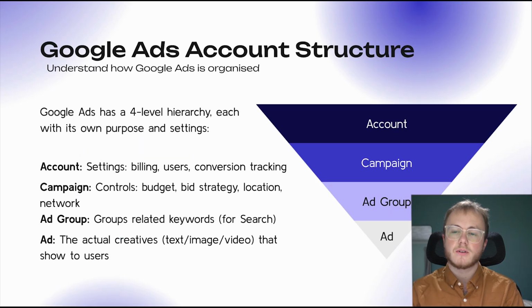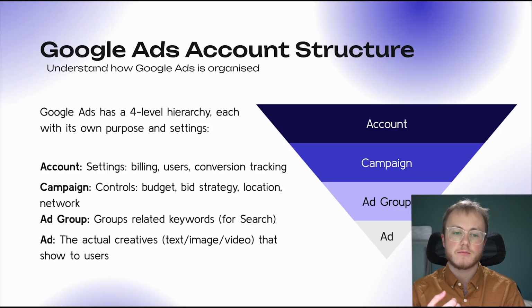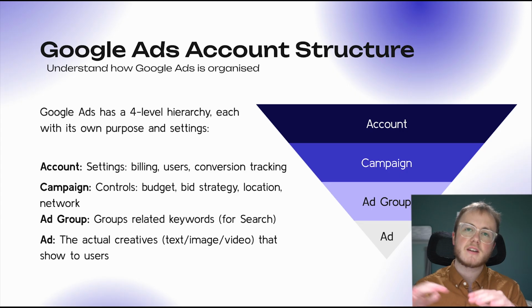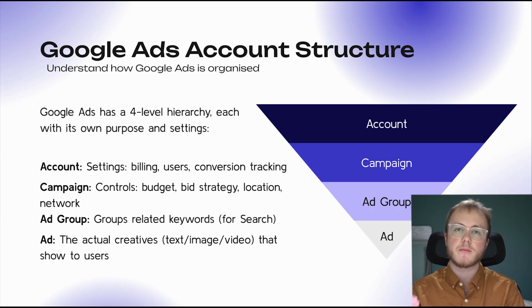So how are Google Ads accounts structured? At the top, there's accounts, then there's campaigns, then there's ad groups, and then lastly, the ads themselves. These all have different hierarchy and different settings within them. Your account level, that's where you'll be setting your billing, your users, you're setting up your conversion tracking here. And then at the campaign level, you'll be controlling the campaign's budget, the bid strategy of that campaign, you'll be setting the location and what the campaign type is.